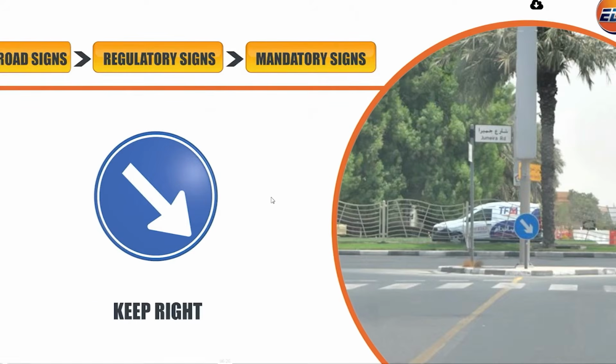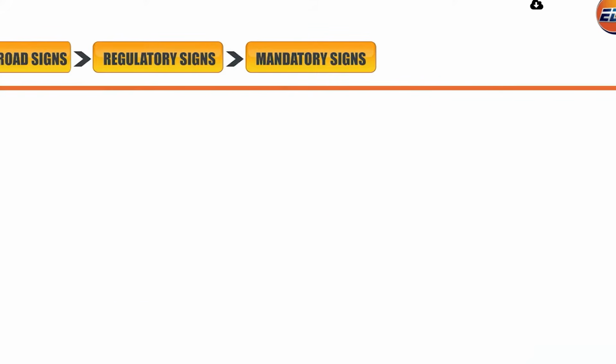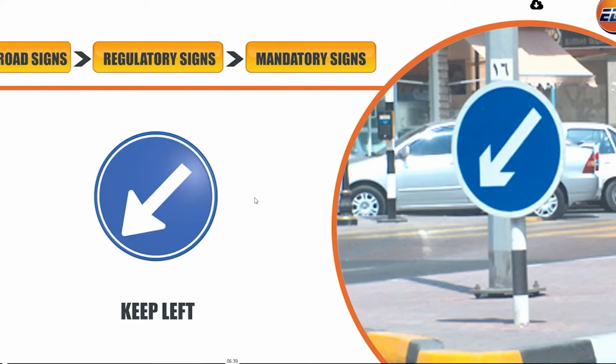Keep right. This sign indicates that motorists must position or keep to the right side. You will find this sign at parking lots, intersections and T-junctions. Keep left. This sign indicates that motorists must position or keep to the left side. This is the reverse symbol of keep right. It can be commonly found at roadside U-turns.